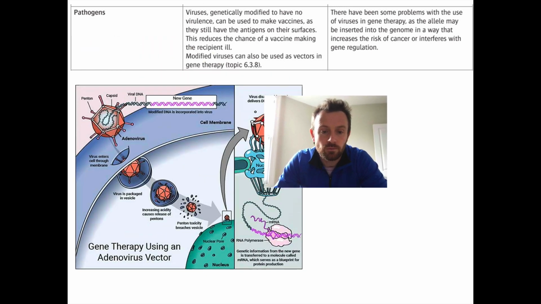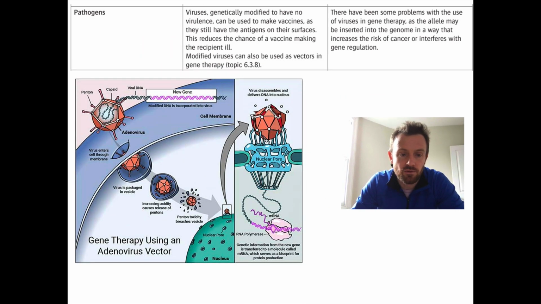Okay, pathogens. We can engineer pathogens for a wide range of reasons. One thing we can do is use viral pathogens as vectors for gene therapy, and we're going to look at that in the next lesson. Here's a picture of a new gene being inserted into an adenovirus. That's a flu virus. These adenoviruses are very well adapted at getting into our cells and delivering genes into the nucleus, so we've used those as vectors in gene therapy trials.